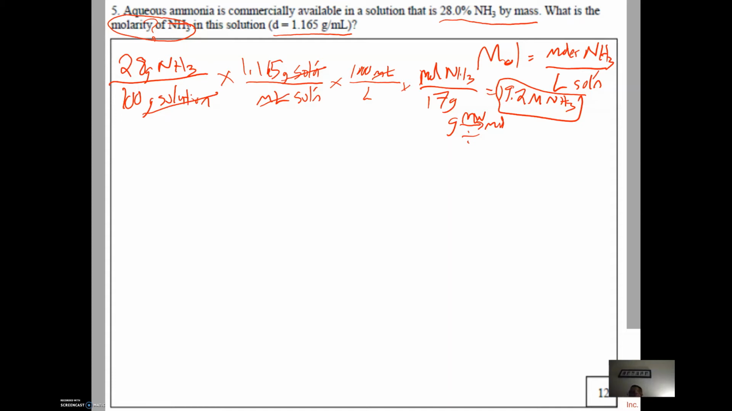So what does that mean? That means that for every liter of solution you have, you're going to have 19.2 moles of NH3. And this is a good example of a commercially available stock solution. This is the highest concentration for that particular NH3, and this would be very high concentrations. This would knock you off your feet if you were actually to inhale it.